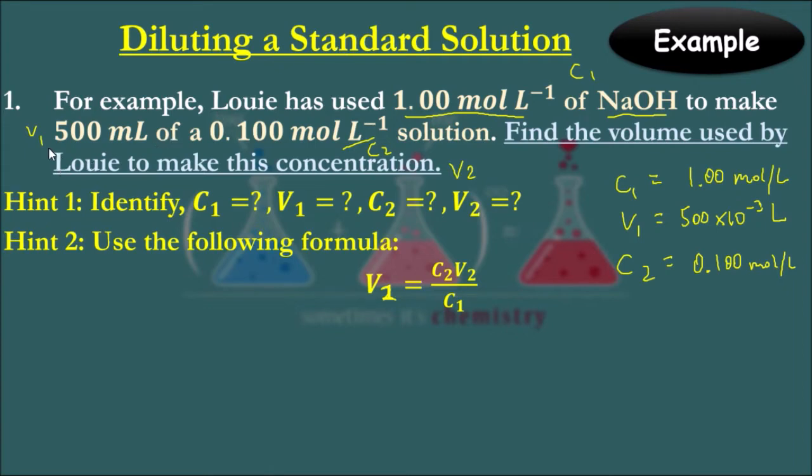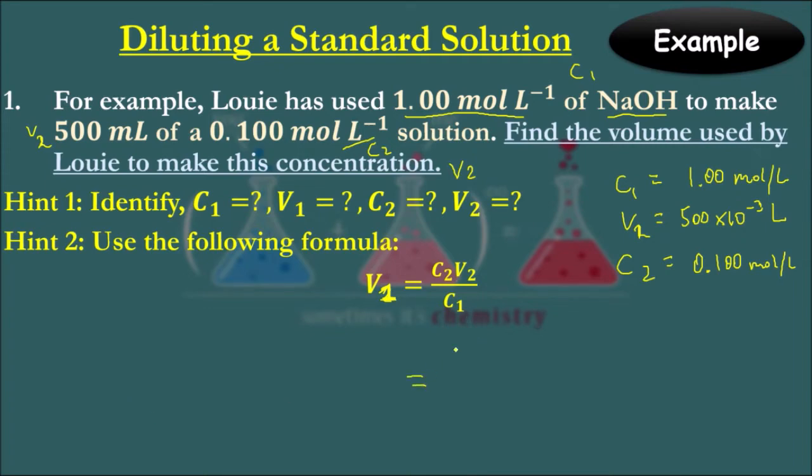All right, just a quick correction. That was actually V2 there, my apologies. So we still have V1, and we want to find V1. What was the original volume we extracted to then make the 0.1 mole per liter solution? That is now 500 milliliters. All I have to do is substitute into the equation.